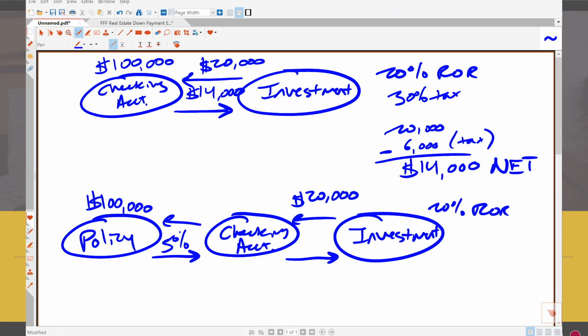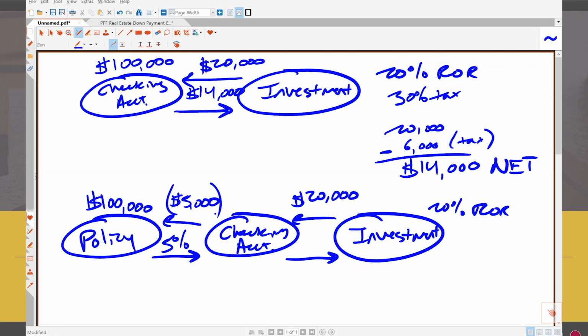So essentially, what I'm trying to get at here is that we did make the same profit on paper up to this point. However, we did borrow the money from the insurance company in order to make this investment. So at the end of the year, we actually have to send $5,000. That's the 5% interest on a $100,000 policy loan. We actually have to send $5,000 to the insurance company.